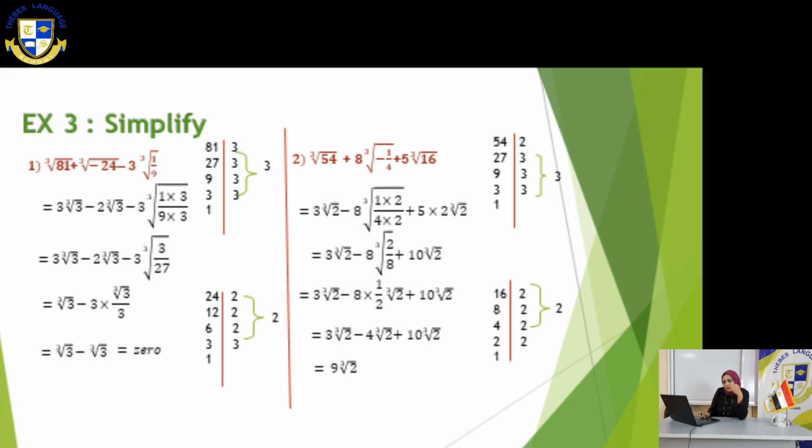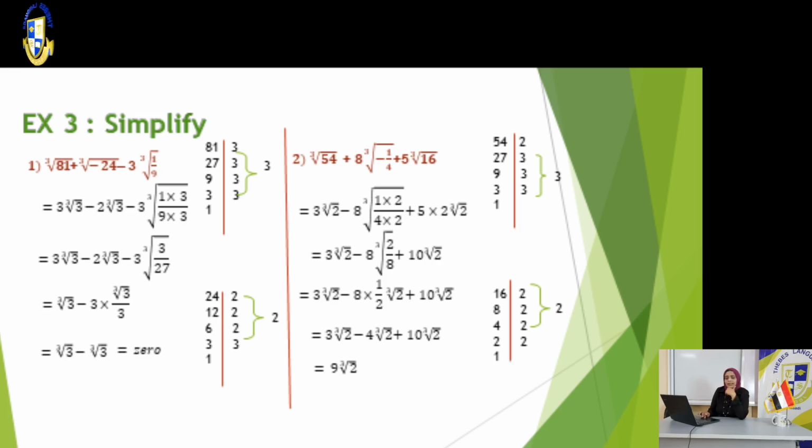From each repeated 3, we will take 1. We have 3, 3, 3, we'll take only 1. It will be outside the cubic root. It will be 3. And keep 3 inside the cubic root to be 3 cubic root of 3.